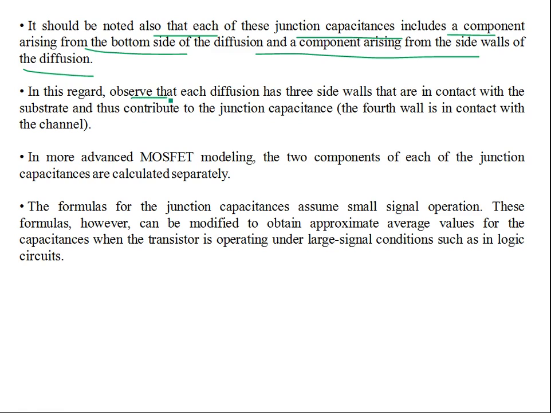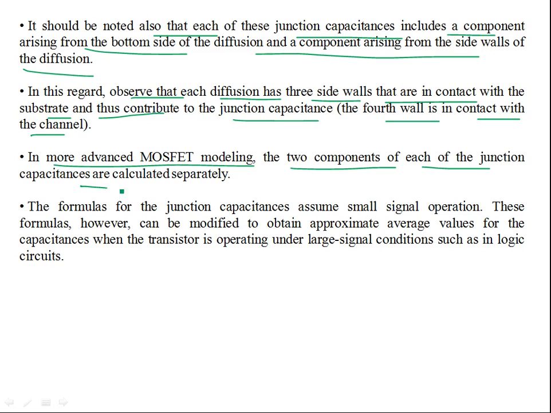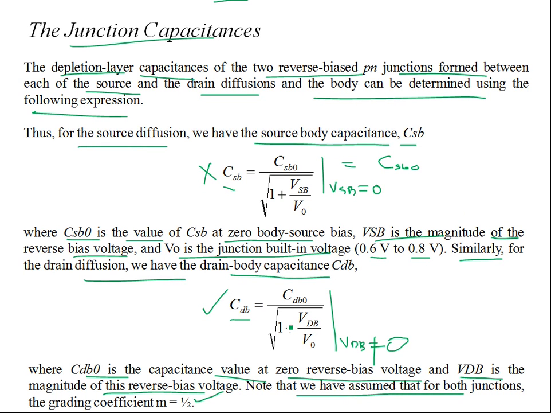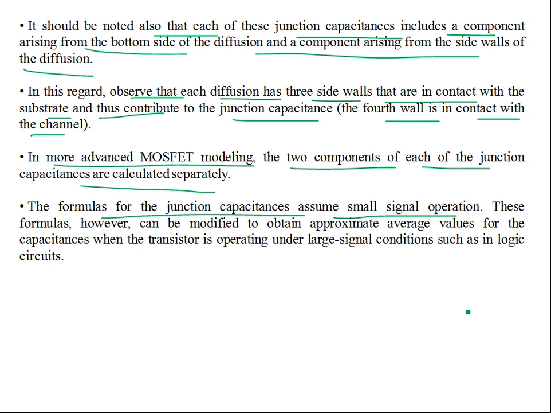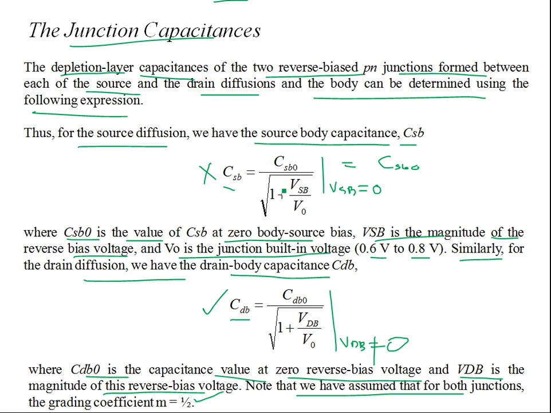In this regard, we observe that each diffusion has 3 side walls that are in contact with the substrate and thus contribute to the junction capacitance as well. The 4th wall is in contact with the channel. So in more advanced MOSFET modeling, the 2 components of each of these junction capacitances are calculated separately. The formulas for the junction capacitances assume small signal operations. They're not for large signal operations.